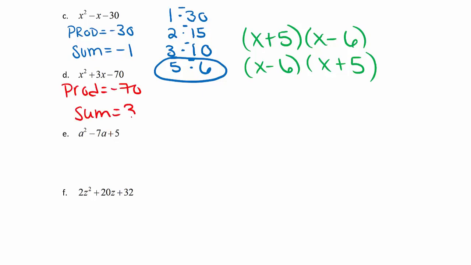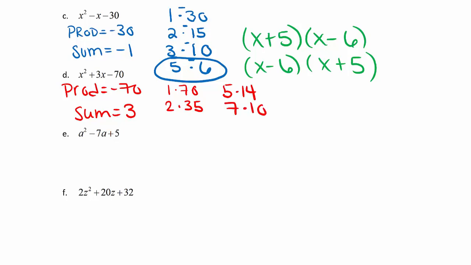Okay, example D, product of negative 70, sum of 3. So one number has to be positive, one has to be negative. So let's see, well, it could be 1 and 70, 2 and 35, can't divide by 3, can't divide by 4. It could be 5 and 14, can't divide by 6, 7 and 10.